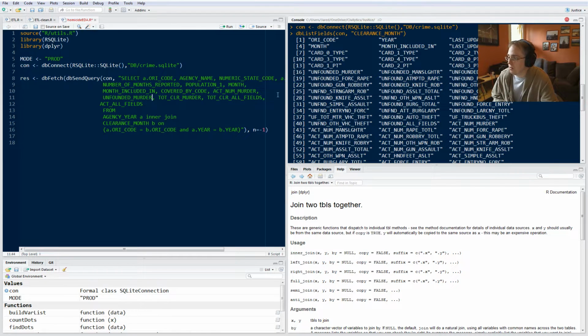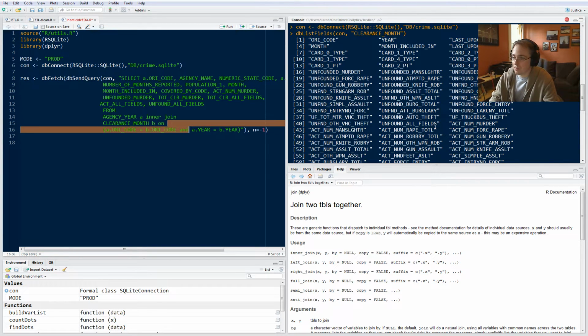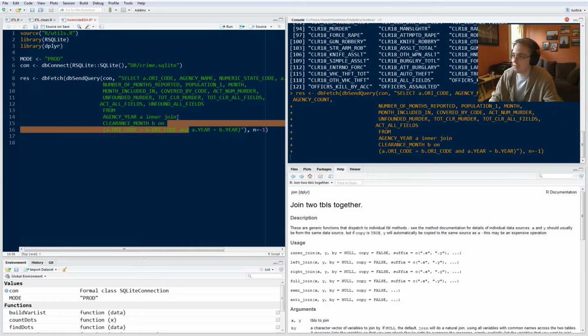So for murder, I'm going to look at clearances, which are the ones that are solved or result in a charge, unfounded, and total. And I'm going to make sure that those are reconcilable, and I'm going to do the same thing for all fields there, to make sure that these variables actually have the relationship between them within observations that I expect.